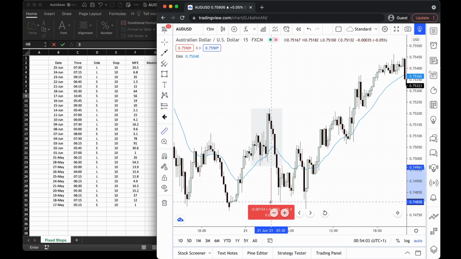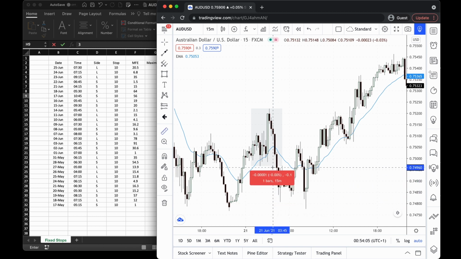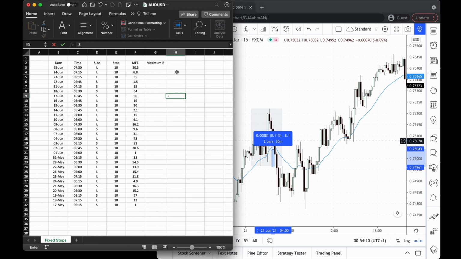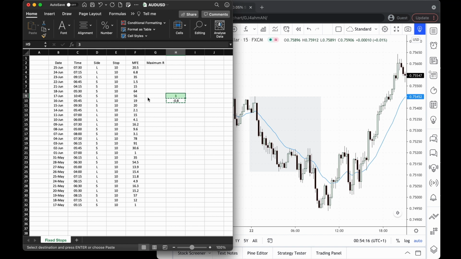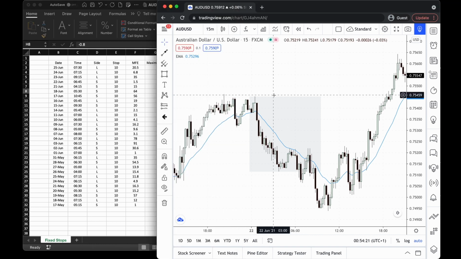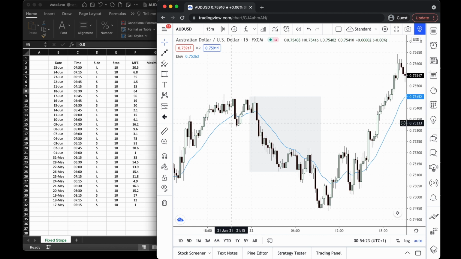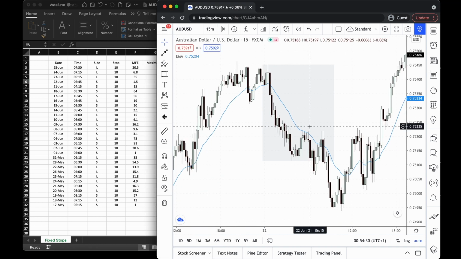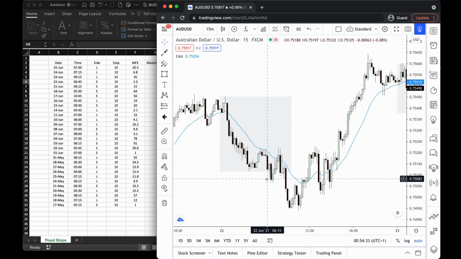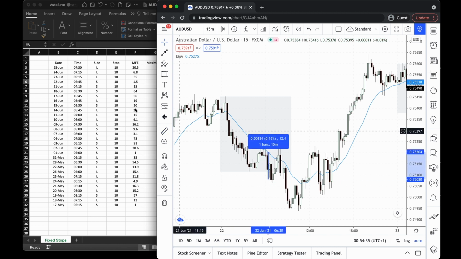Here you would have been taken out for a small loss, so minus 0.8. Sorry, that should be the 18th. That should be the 21st, actually. Here we go. On the 22nd, yep, a loss, just a straight up loser, -1.